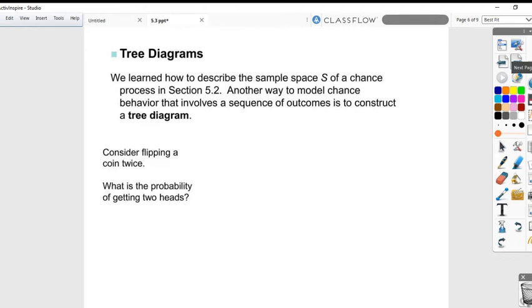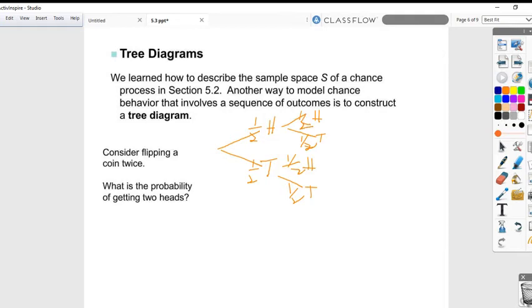Okay, let's talk about tree diagrams. We're going to flip a coin twice, and we talked about this the other day. So how do I do a tree diagram? This is flipping a coin once, and then I'm going to flip it again. That is a tree diagram. Each probability here is a half, a half, a half, a half, and a half.